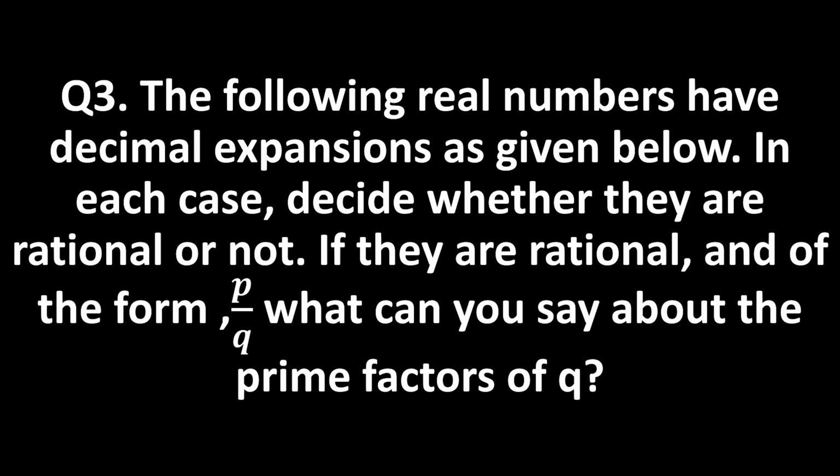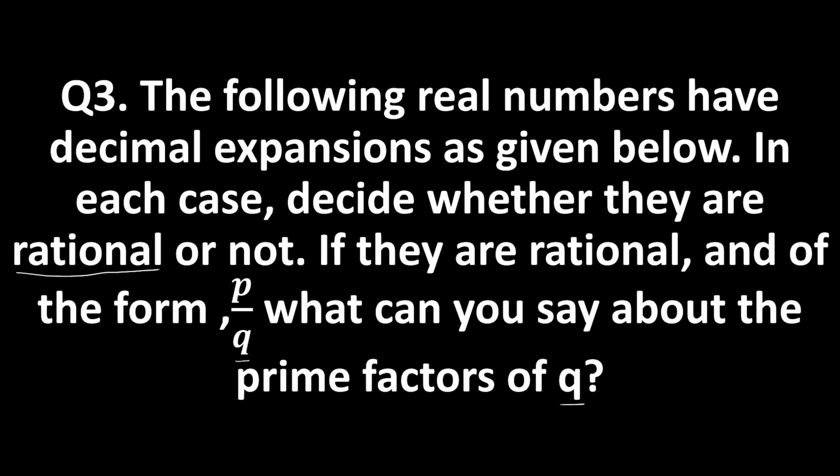Exercise 1.4, question number 3. The question is, the following real numbers have decimal expansions as given below. Decimal expansions are already given to us. In each case, we have to decide whether they are rational or not. If they are rational and of the form P by Q, we have to tell what we can say about the prime factors of Q. So, understand the question carefully.